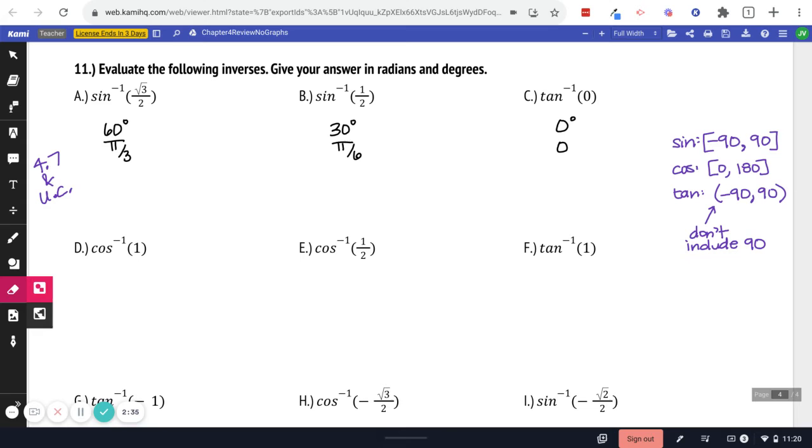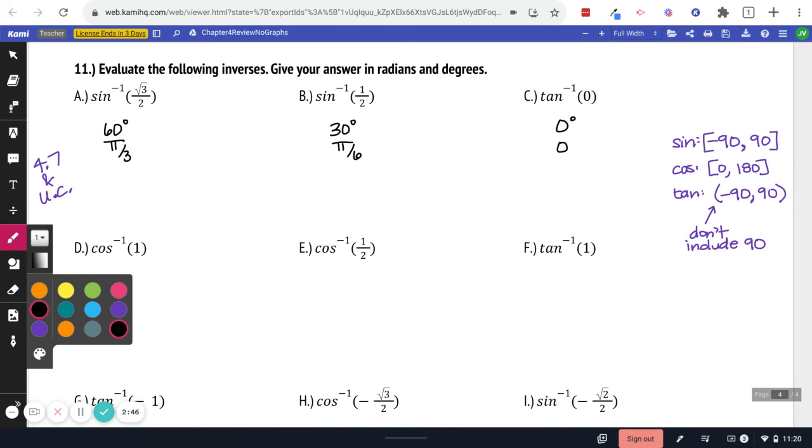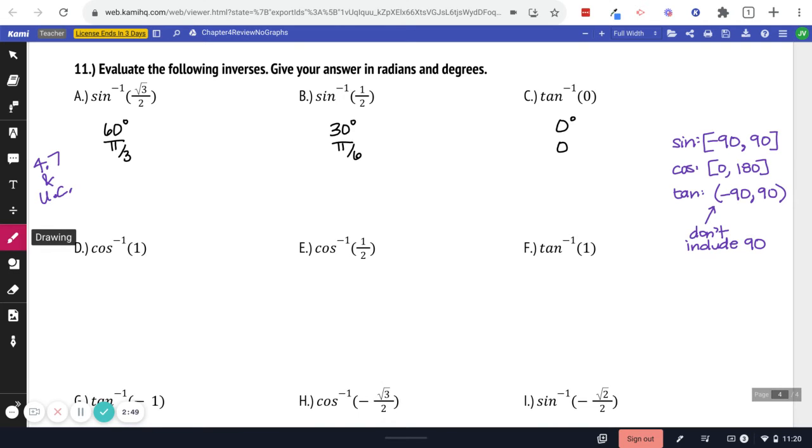So anyway, continuing on our conversation about these, we are looking at cosine inverse of 1. So I find 1 in my cosine column, and that is also just like tangent 0. Cosine inverse of 1 is either 0 degrees or just 0. Cosine inverse of 1/2. So I go to my cosine column, I find 1/2, and that is 60 degrees or pi over 3. Tangent inverse of 1 is 45 degrees or pi over 4.